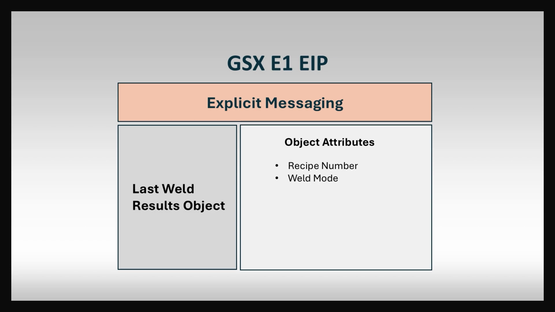Weld mode, the mode used in the last weld, such as energy or collapse. Total collapse distance, the total collapse of the part during the weld cycle, from trigger to the end of hold. Weld time, the duration of ultrasonics during the last weld cycle. Weld energy, the total energy consumed during the last weld cycle. Total cycle time, the total time elapsed from the start to the end of the weld cycle.